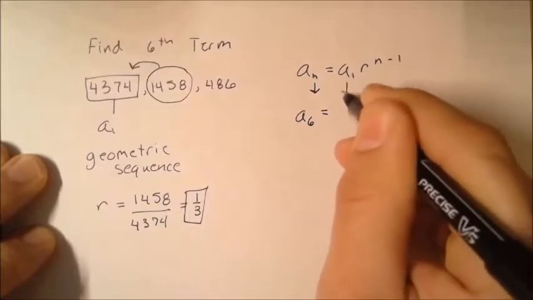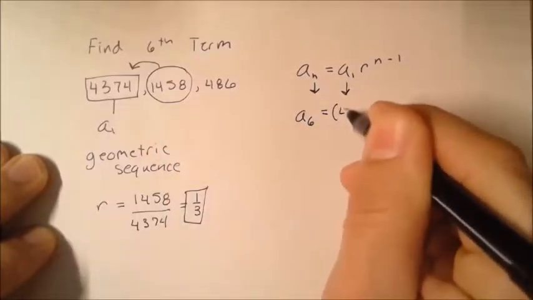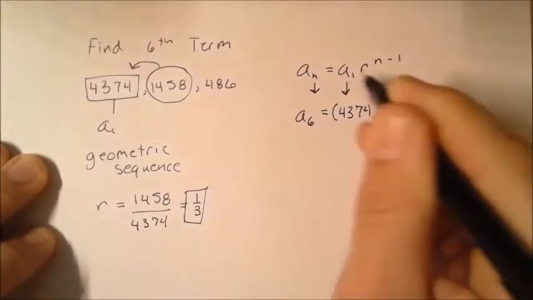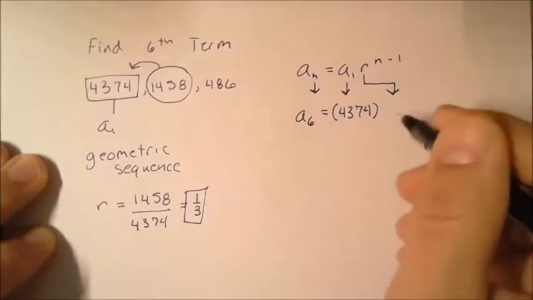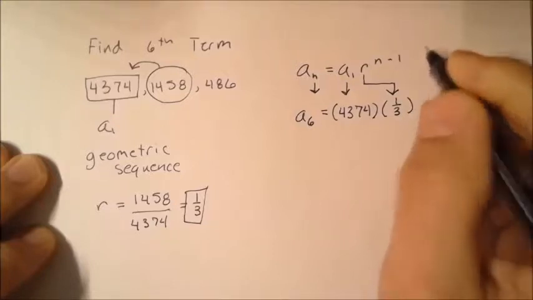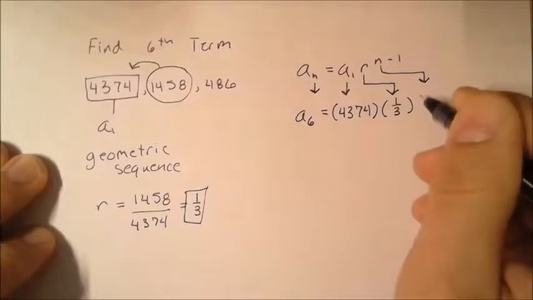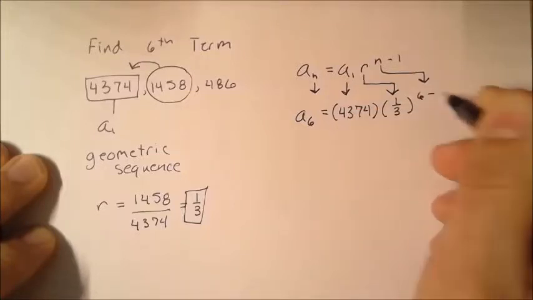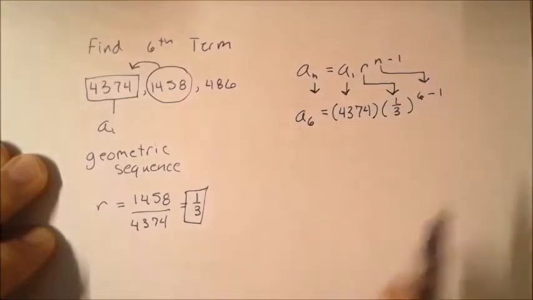And then we need to plug in our a sub 1. We said that was 4374. I am going to put it in parentheses this time to make sure you understand I am substituting those values for these variables. My common ratio is going to be 1/3. And then that's going to be to the power of n, and since n represents our term, we're looking for the sixth term, so 6 minus 1. So that's everything I need in order to solve this.